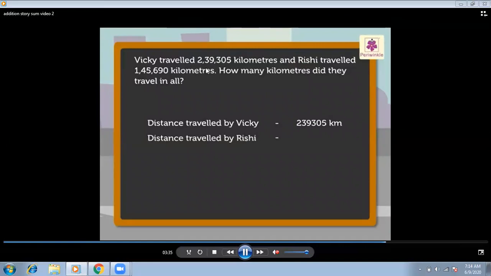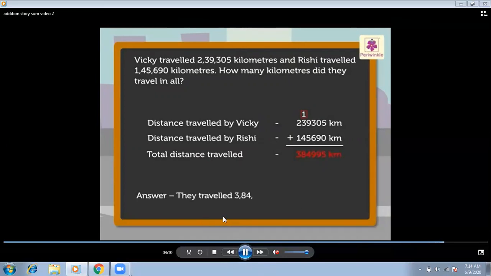So the bigger number you will write upside, and there is the word "all" or "all together", so it means you will also apply addition in this story sum. You will write the bigger number upside and the lower number downside, and now you're going to add these numbers. You can see on your screen there's the addition. Now this much distance they covered in all, meaning both of them have covered this much distance.